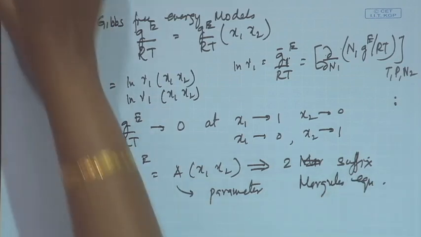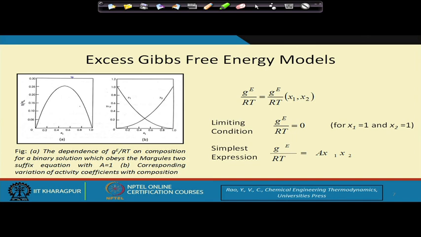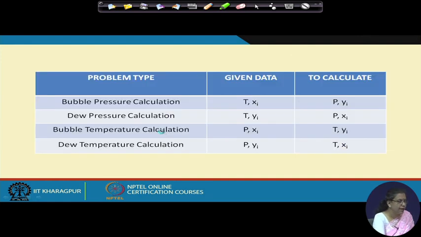And here I have shown you what should be the characteristic of the excess Gibbs free energy as a function of composition, and the characteristics of ln gamma as a function of composition. If you observe this figure, you find that G by RT is symmetric about 0.5. Why? Because we have taken A equals to 1 in this case, right, and this shows the corresponding variation of gamma 1 and gamma 2 as a function of composition. Just note the difference with the previous curves which I have shown you.